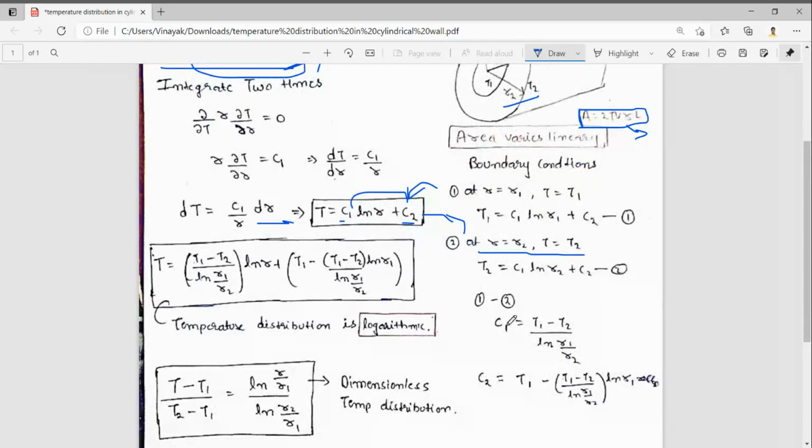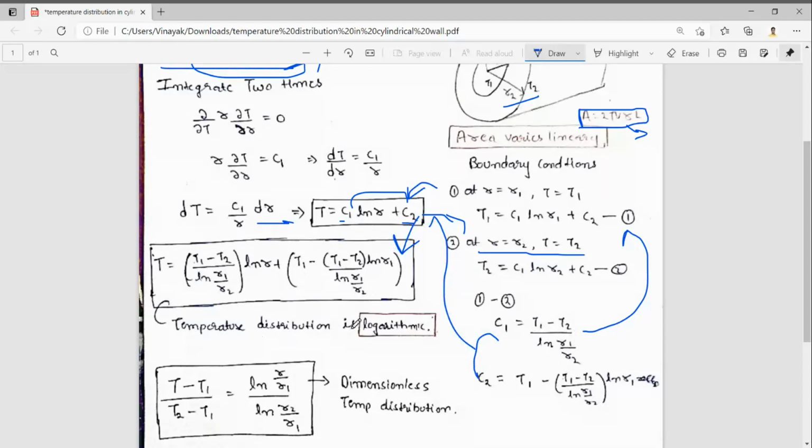Subtracting 1 minus 2, you will get C1. C1 = (T1 − T2)/ln(r1/r2). By substituting this in equation 1, we will get C2: C2 = −(T1 − T2)/ln(r1/r2) × ln r1. Substituting these C1 and C2 values in the equation, you will get T = (T1 − T2)/ln(r1/r2) × ln r + (T1 − T2)/ln(r1/r2) × ln r1.